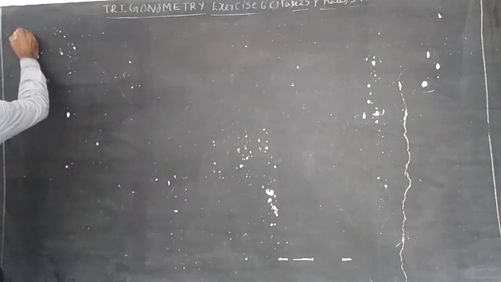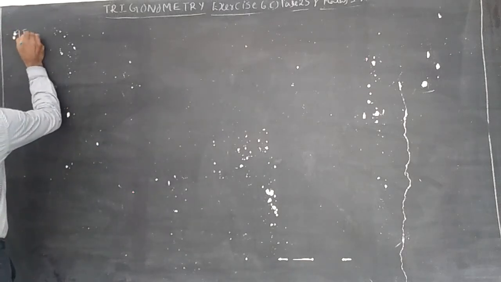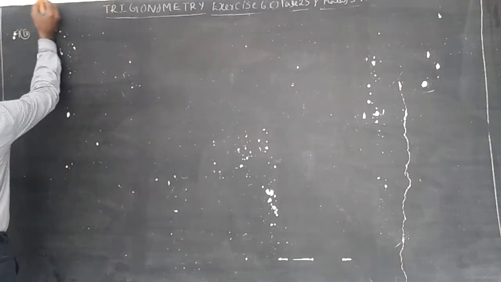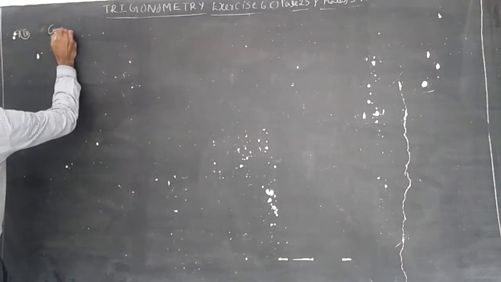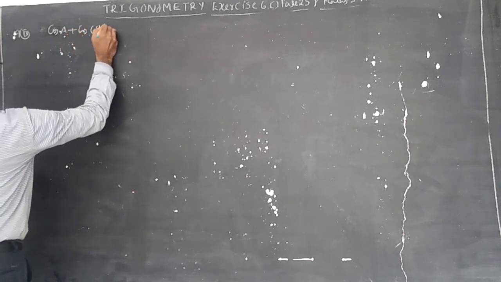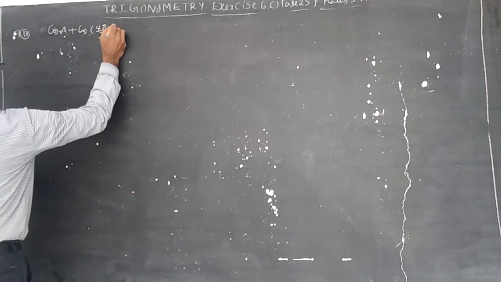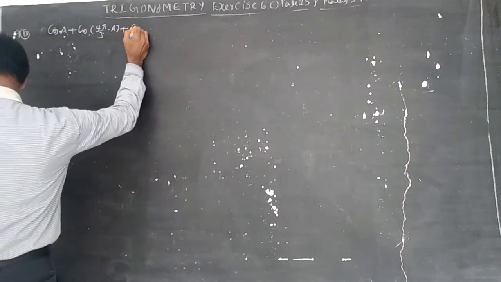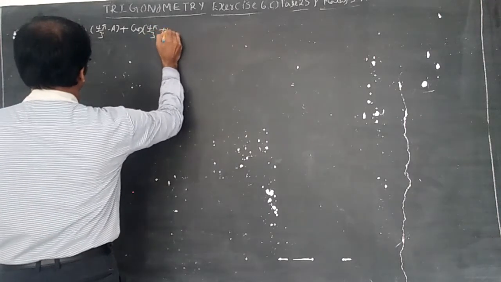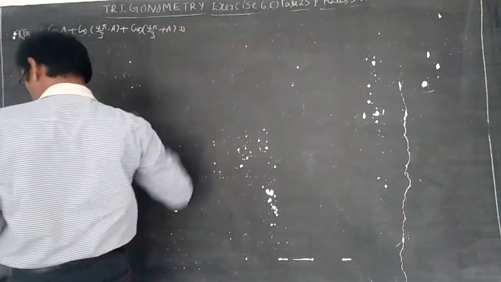Fourth one, cos A plus cos of 4 pi by 3 minus A plus cos of 4 pi by 3 plus A is equal to 0.